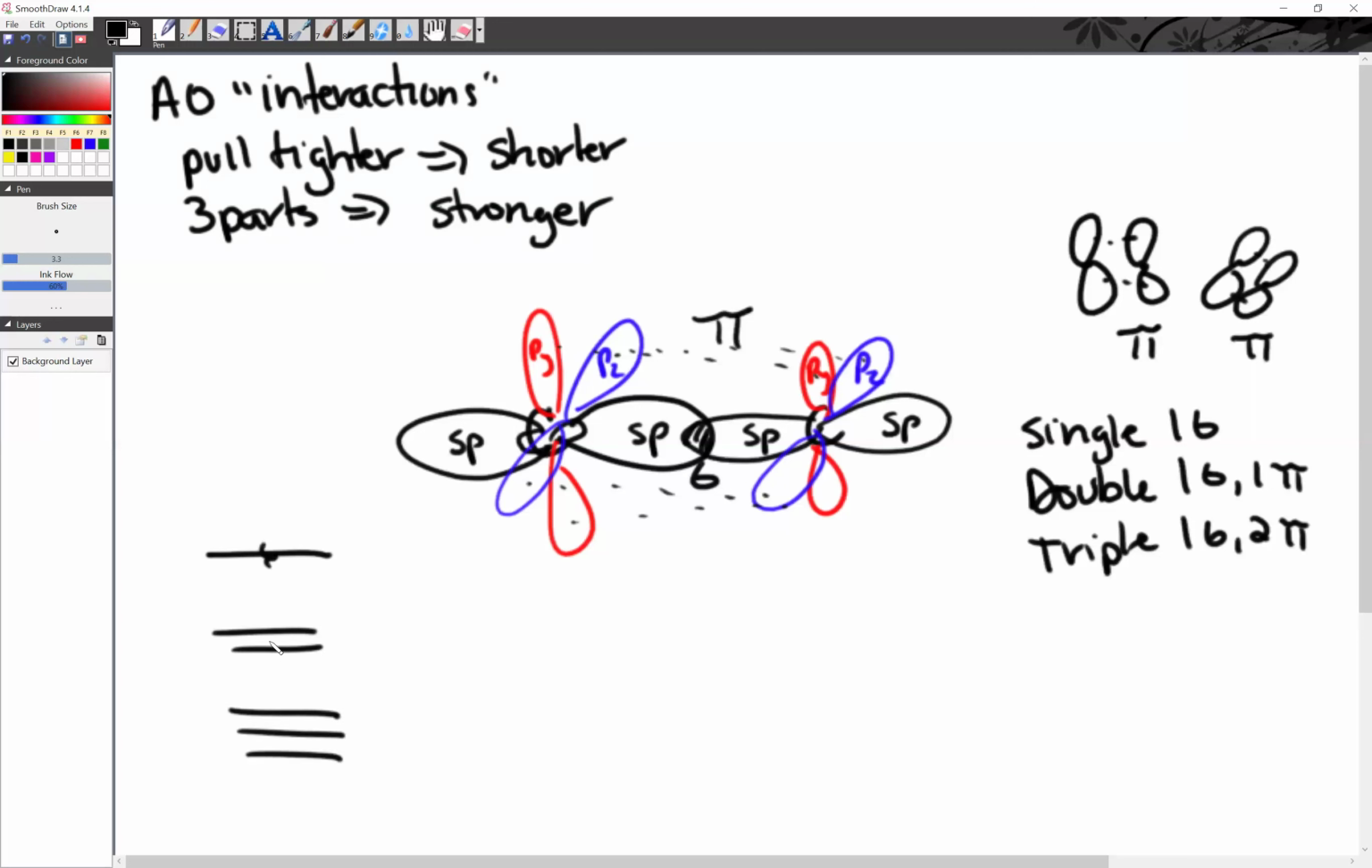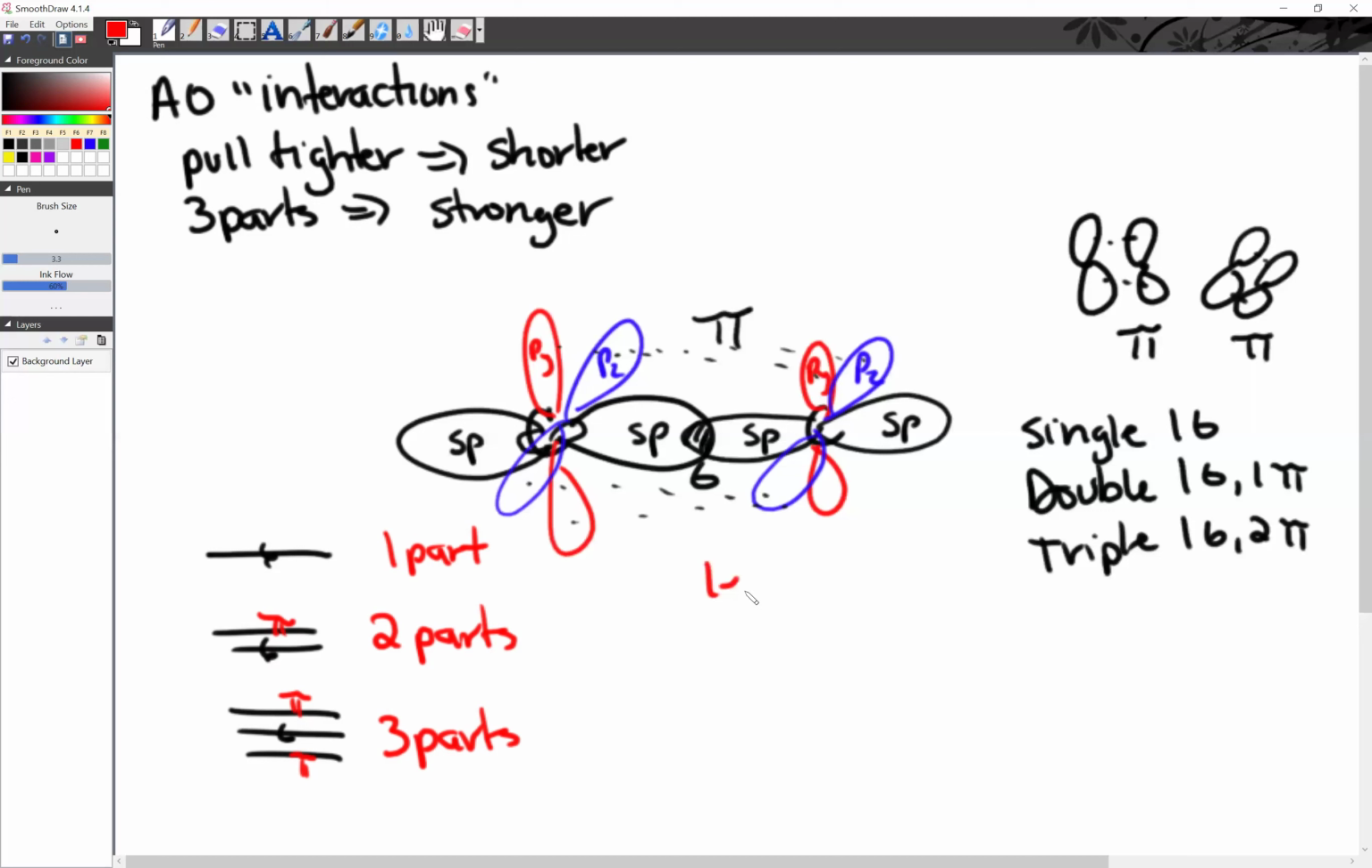All right, so we've got our sigma, our sigma, our sigma. And then we've got a pi, we've got a pi, we've got a pi. Now, a sigma is one thing, a double is one thing, and a triple is one thing. That's a bond, but it's made of three parts, two parts, and one part. And so that's why you get the different lengths and strengths.